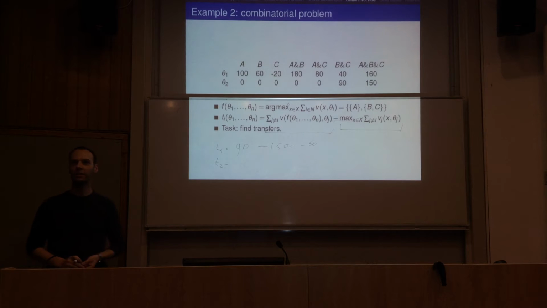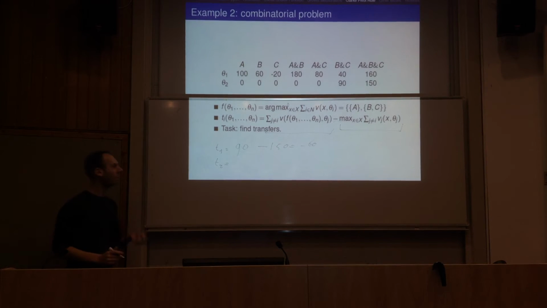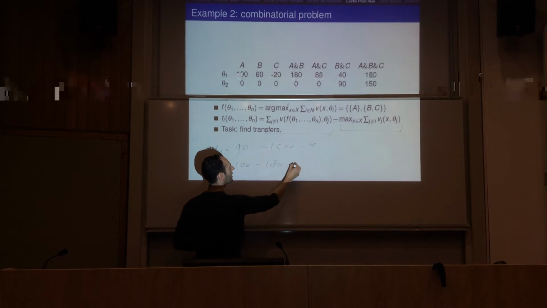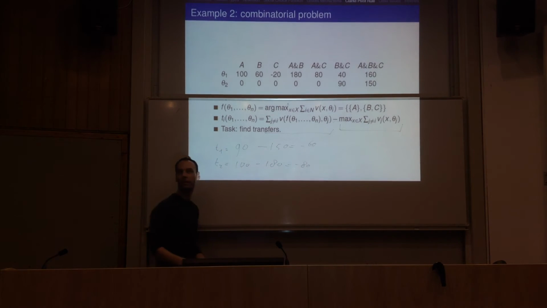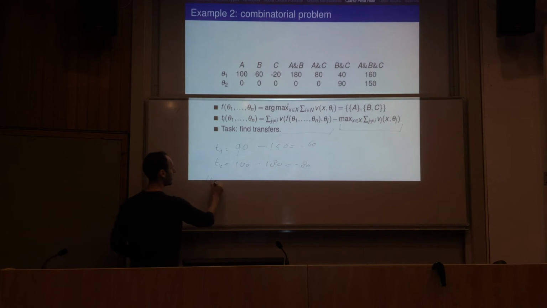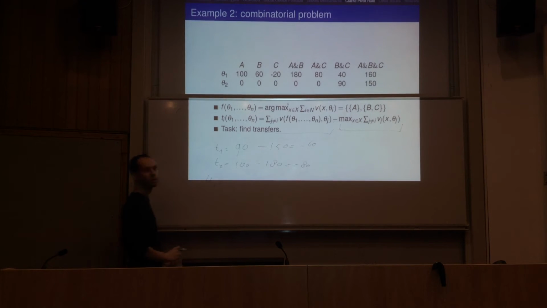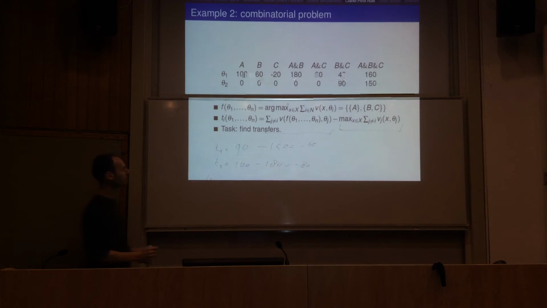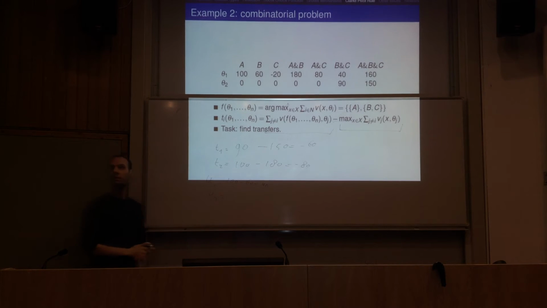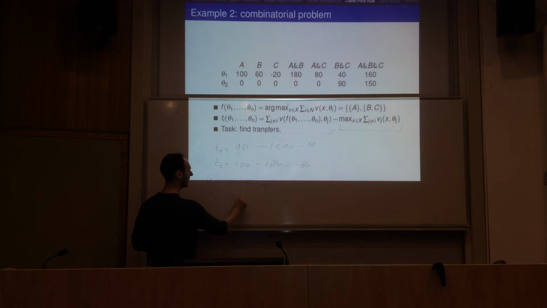Yeah. 100 minus 180, yeah. 180. Okay. So, and what about the utilities? Agent 1? 40. So it's 100 minus 60, 40. And agent 2? 90 minus 80. 90 minus 80 is 10. Yeah. Okay.